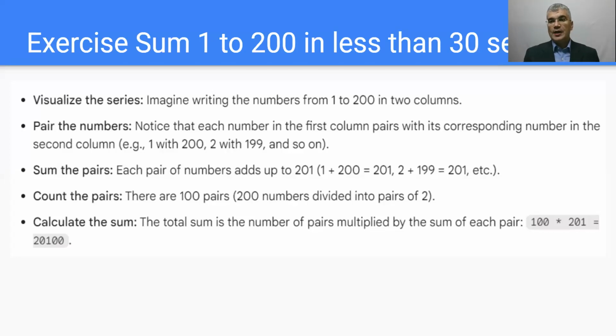Hi, how are you? In this little session, I will talk about computational thinking. In computational thinking, as you can see from the screen, we'll learn how to think to solve problems very fast and efficiently. I'm trying here to think how to calculate and sum from 1 until 200 in less than 30 seconds.